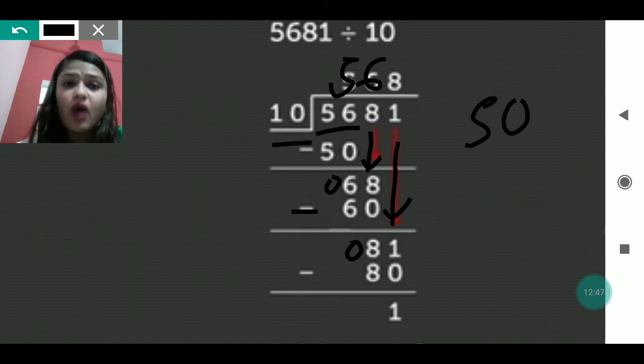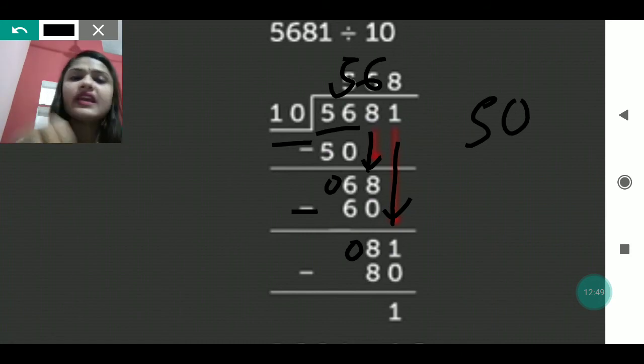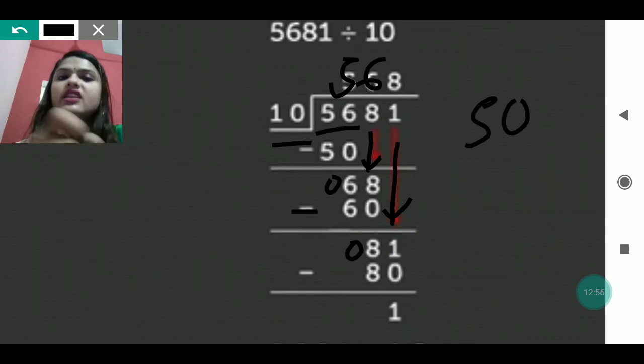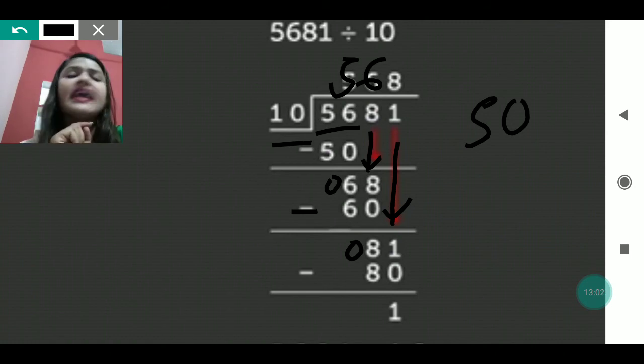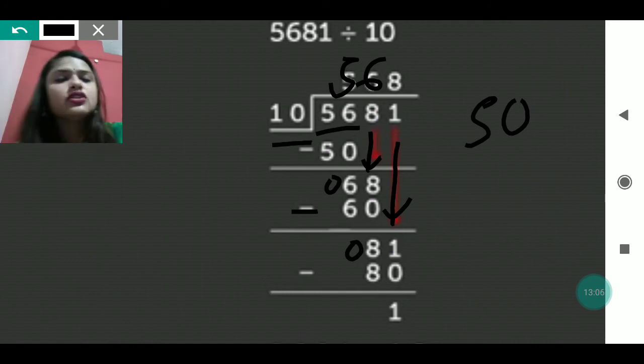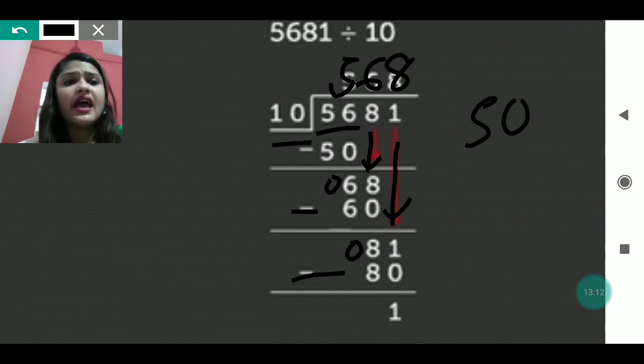So is 81 divisible by 10? How? When we read the table, then we will get to know whether 81 is divisible by 10 or not. So let's read. When we read the table of 10 8 times, my dear, we will get 80. We cannot get 81. So just below 81 we will write 80, and 8 we will write in the quotient column.